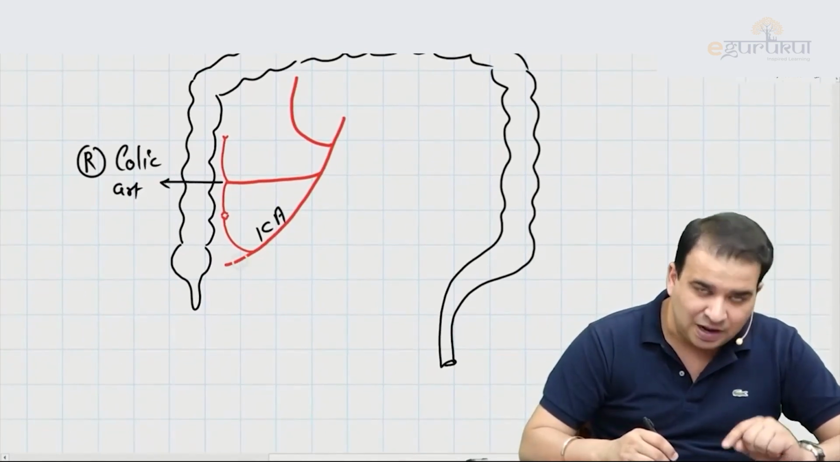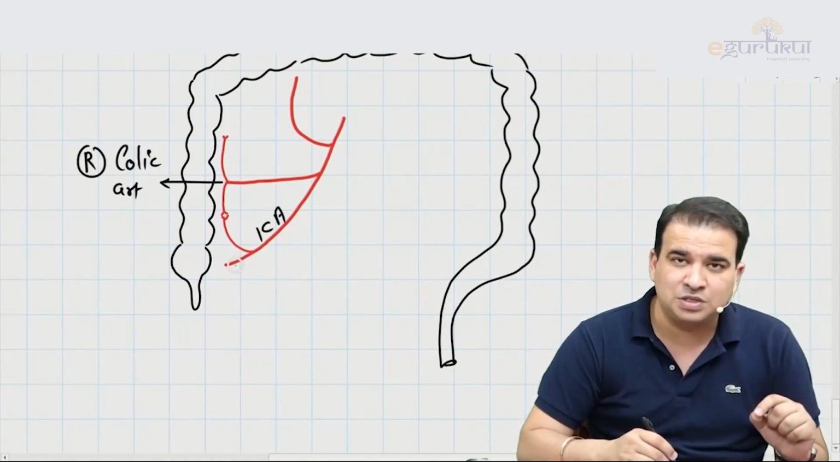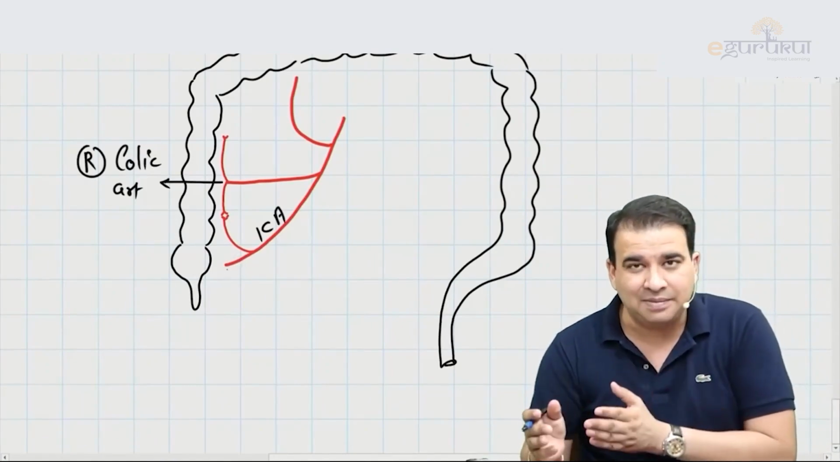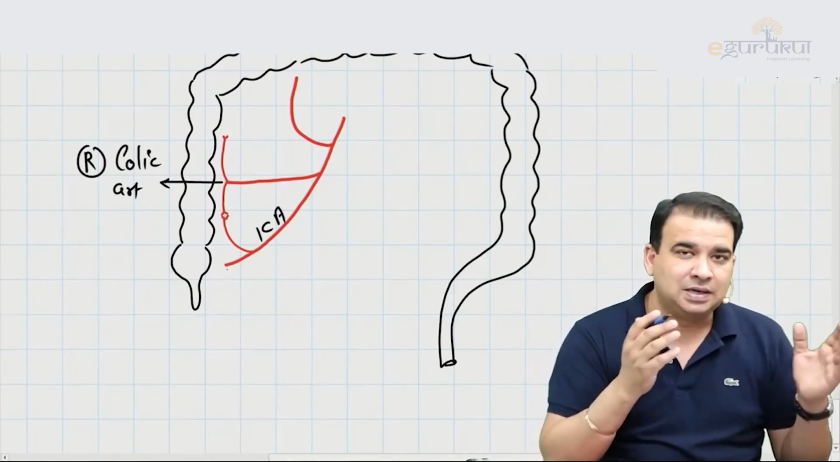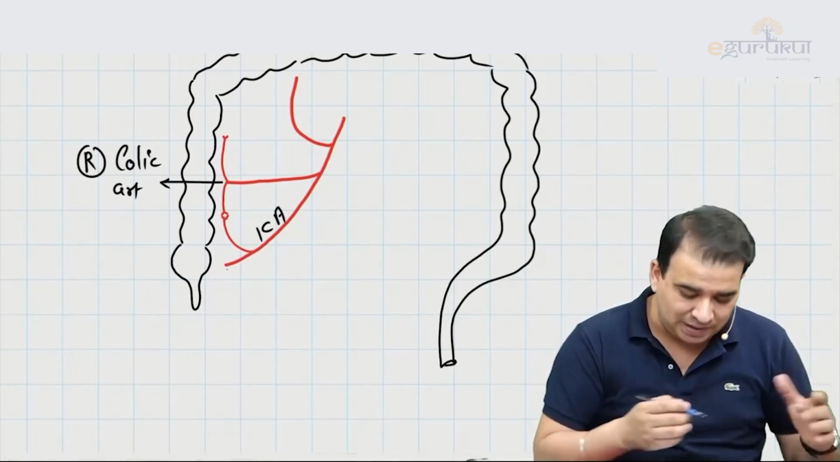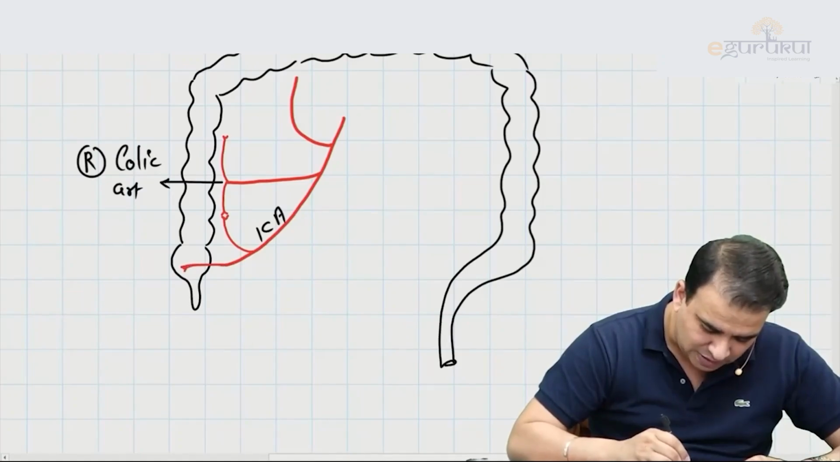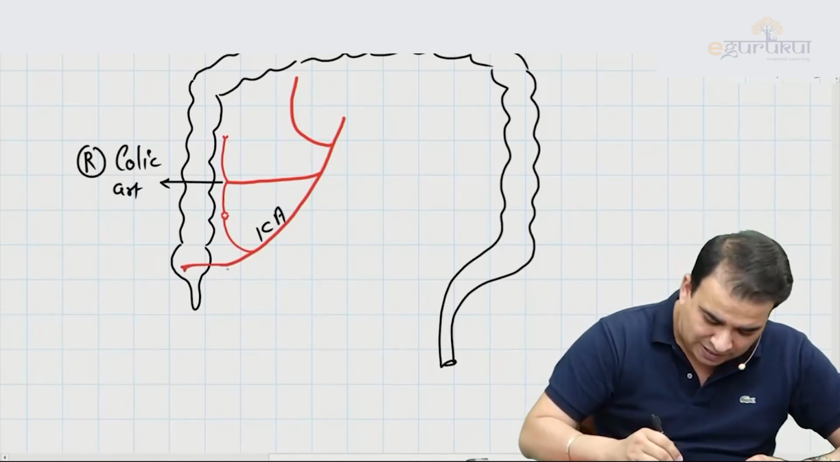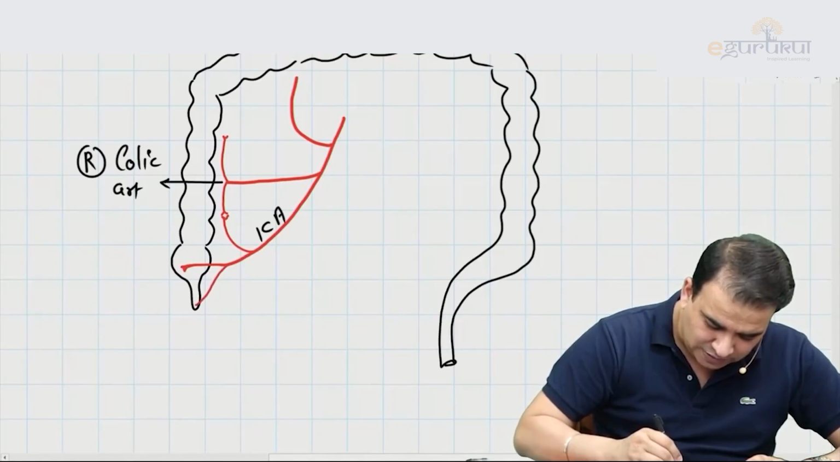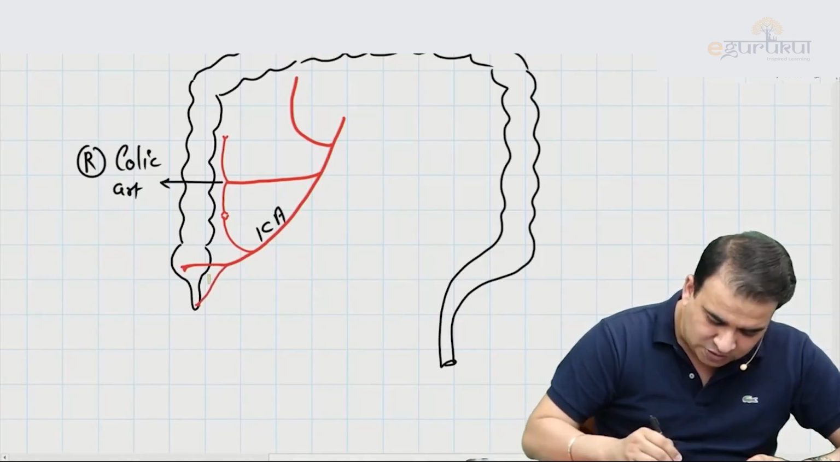Whereas this descending branch of the ileocolic artery is the main artery supplying the terminal ileum, and it also supplies the cecum and the appendix. So it gives off the cecal branches. We have anterior and posterior cecal branches. I'm not drawing both. Let's say these are cecal branches supplying the cecum from both sides. And it also gives off the appendicular artery, which is running in the free border of the mesoappendix.